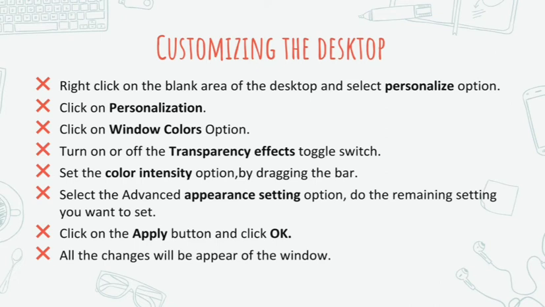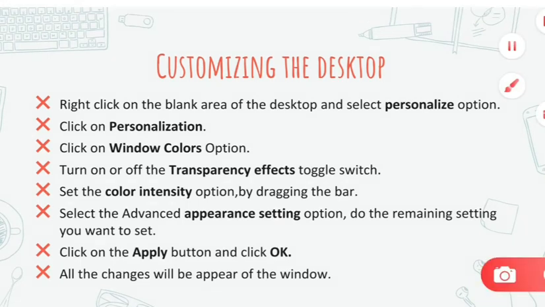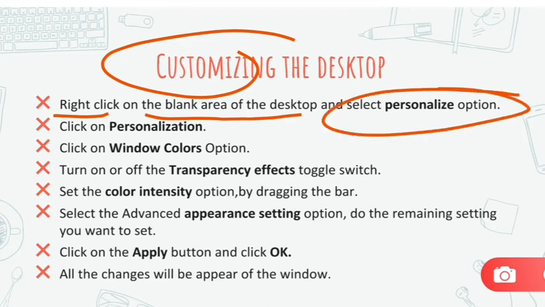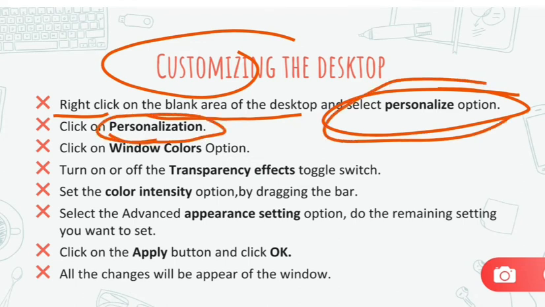With the help of the personalize option. Now we are going to see how we can customize our desktop according to our choice. How can we do it? You have to right click on the blank area of the desktop. After right clicking, you will get the personalize option. Under this personalize option, you have to click on personalization.